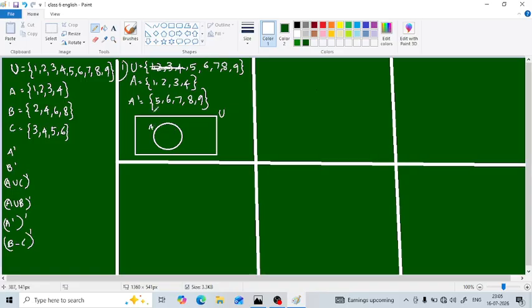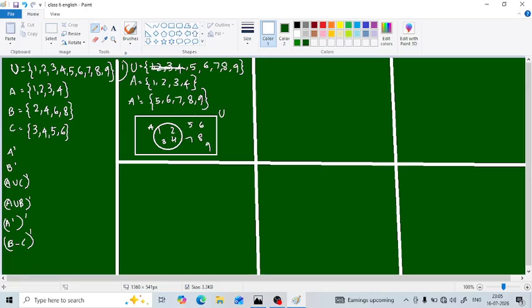Okay, so what are the elements that belong to set A? They are 1, 2, 3 and 4. So 1, 2, 3 and 4 form our set A, and in the universal set all the elements of the set U belong. The remaining elements, except those in set A, we have to write anywhere in this rectangle but not inside the circle. Inside the circle there are 1, 2, 3 and 4, so we write 5, 6, 7, 8 and 9 outside the circle but inside the rectangle.